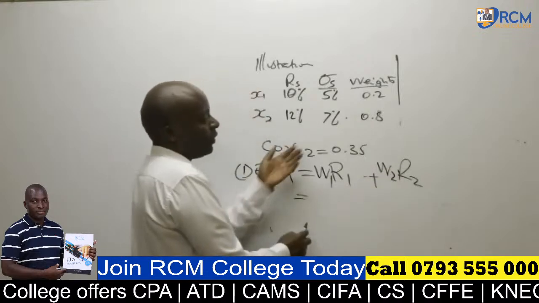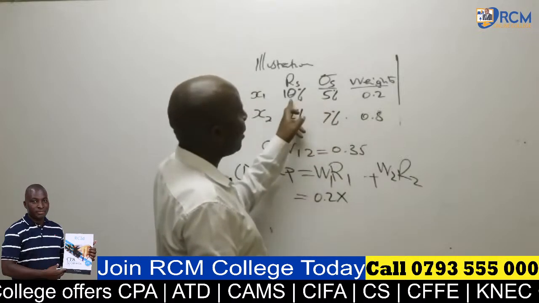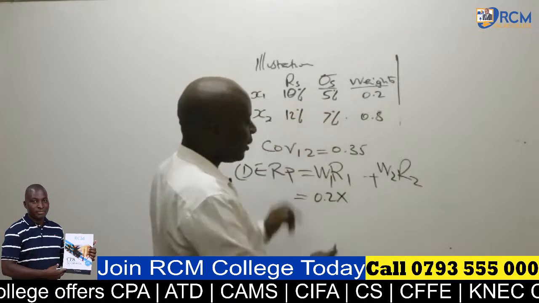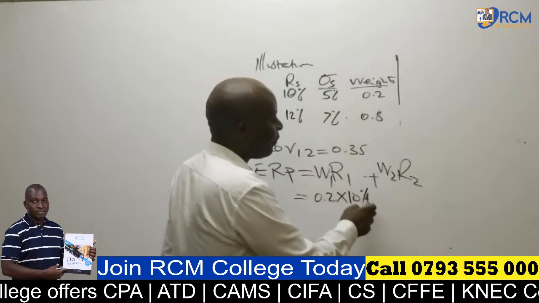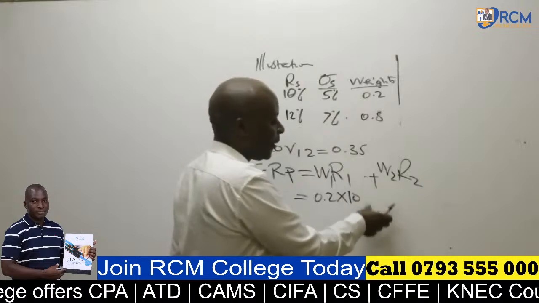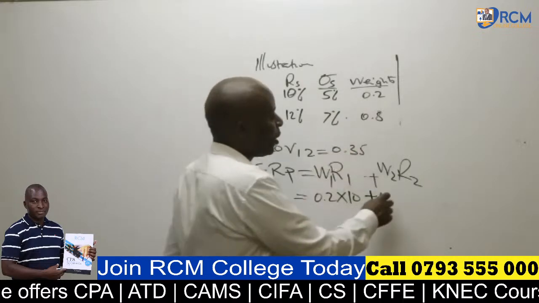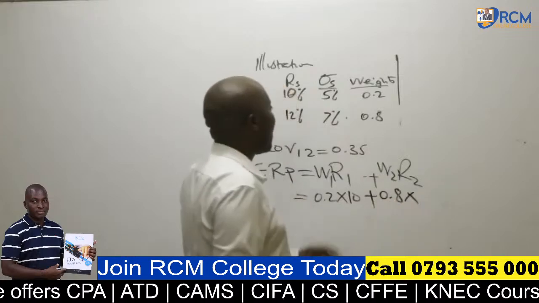So the weights are given. We have here 0.2 times R1, return 1. Return 1 is 10%. I can even leave the percentages. Actually, for portfolio management, always leave out the percentages. So plus weight 2, which is 0.8 times return 2.